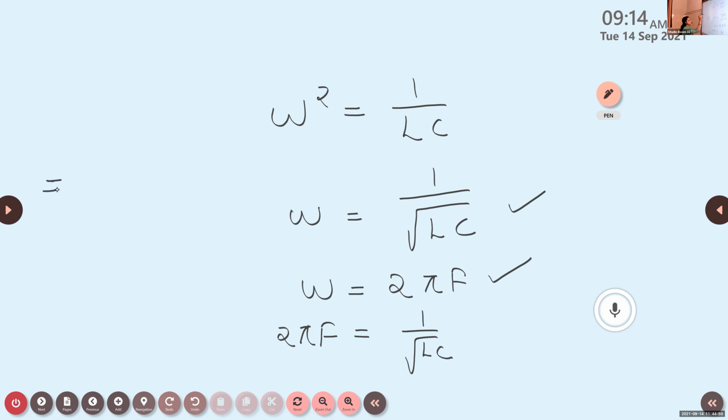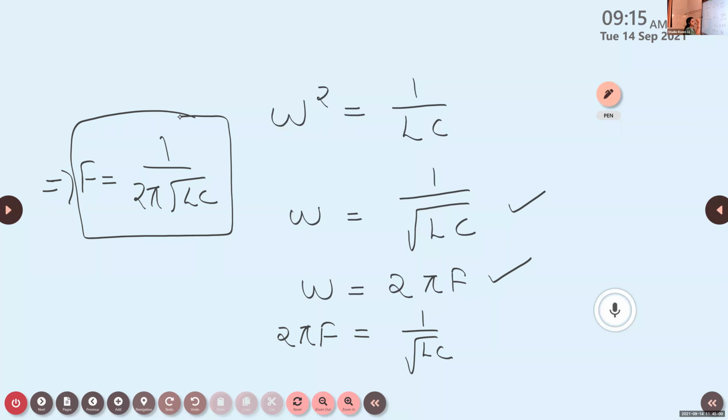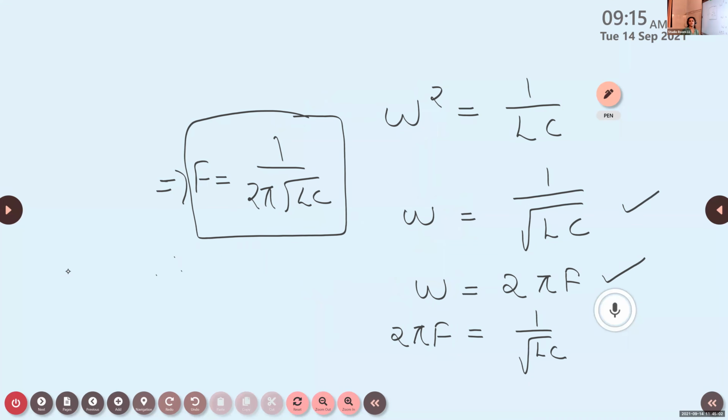Which implies f is equal to 1 by 2 pi into root of LC. Therefore, the frequency of oscillation is given by f is equal to 1 by 2 pi into root of LC.